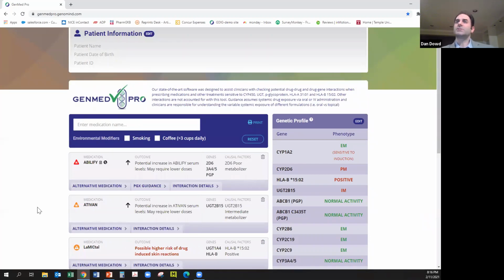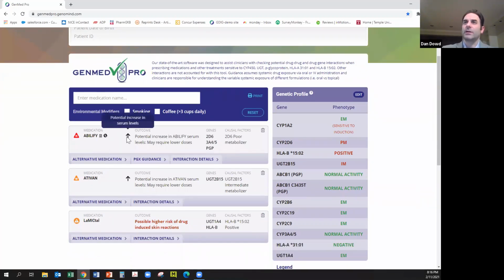Okay, let's start with the Abilify. First thing you see is this arrow right here, and the arrow is a prediction of exposure. Do we expect higher, lower, or standard blood levels for this person? Well, this person, we expect higher blood levels, okay?